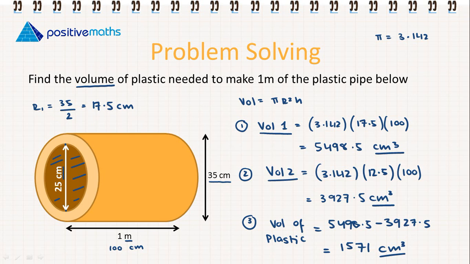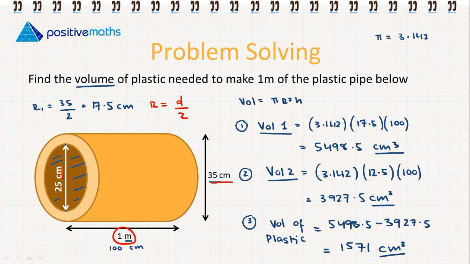So again, just to recap on a few different things we have to watch out for in this question. First thing we need to watch out for is we're given the diameter for the inside and for the outside of the pipe. Okay, so in order to find the radius, it's the diameter divided by 2. The next thing we have to watch out for is they give us the diameter of the inside and the outside in centimeters, but they give us the height in meters.